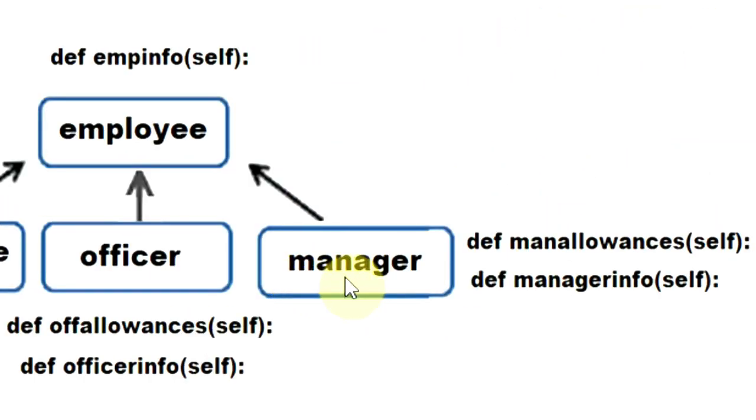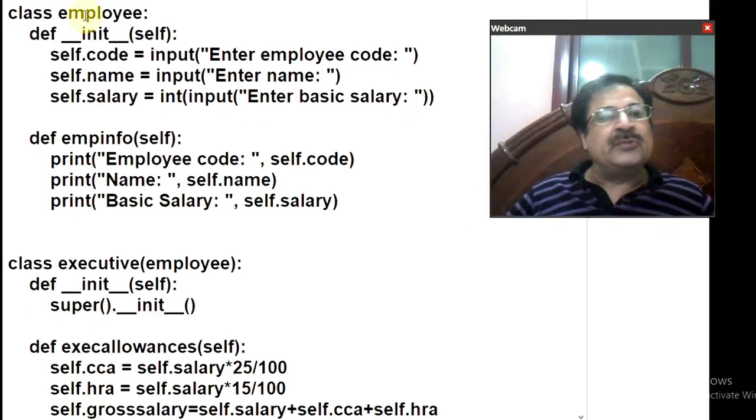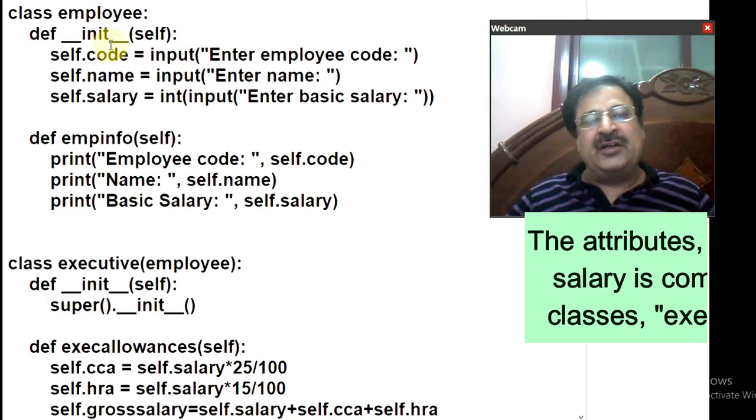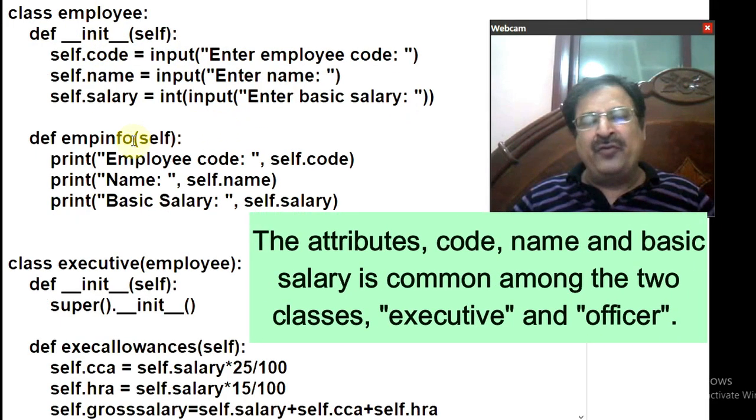Similarly, manager class is also inheriting the employee class, and manager class defines two functions, man allowances and manager info. So the object of manager class can invoke the base class function, that is empinfo function, and these two functions also which have been defined in the manager class. Let us understand through the code. This is the code. Employee class which has a default constructor and an empinfo function.